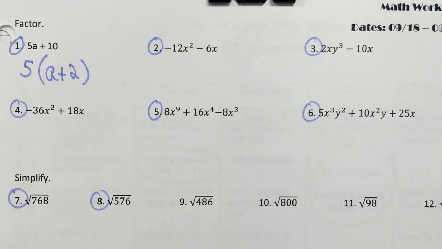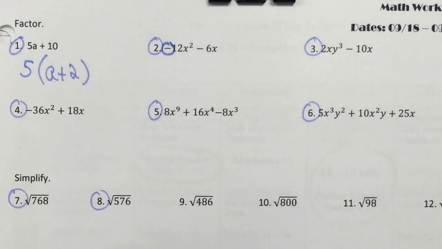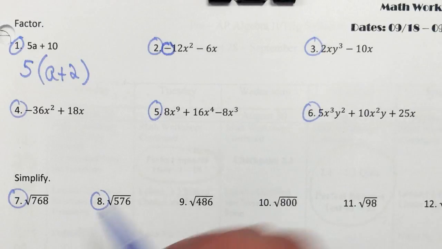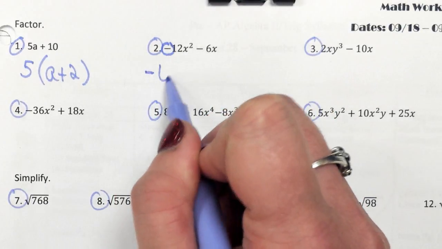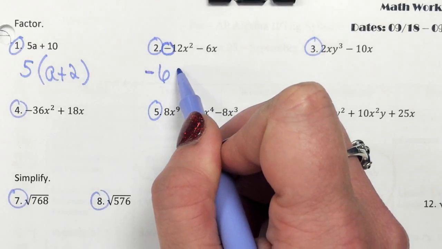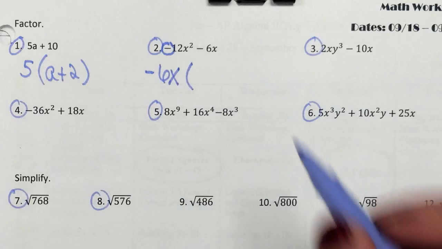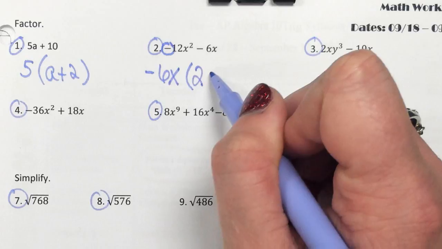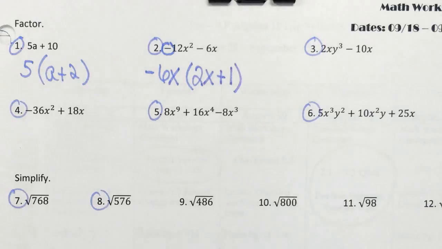What number do they both have in common? Oh, negative. Why am I taking a negative? Because what, Andrew? Not because they're both negative. Because the leading one is negative. Very good. So what number do they both have in common? -6. And then do they both have a letter? Yeah, what letter? X. All right, so what's -12 divided by -6? 2x. And then -6 divided by -6 is a positive 1.